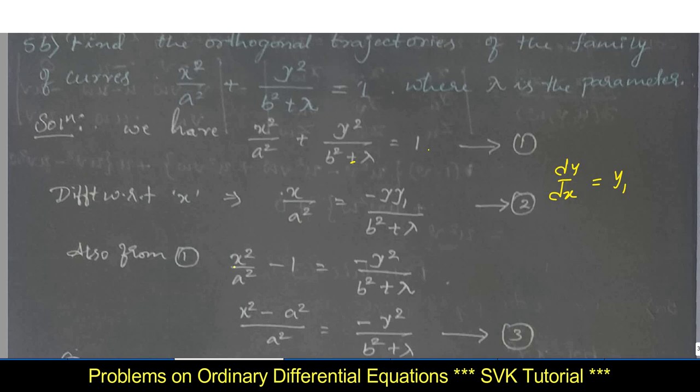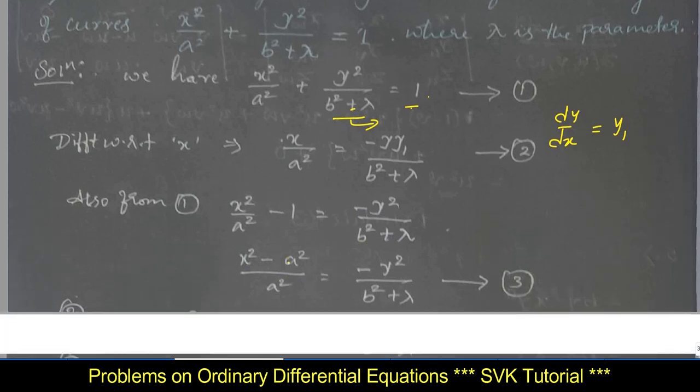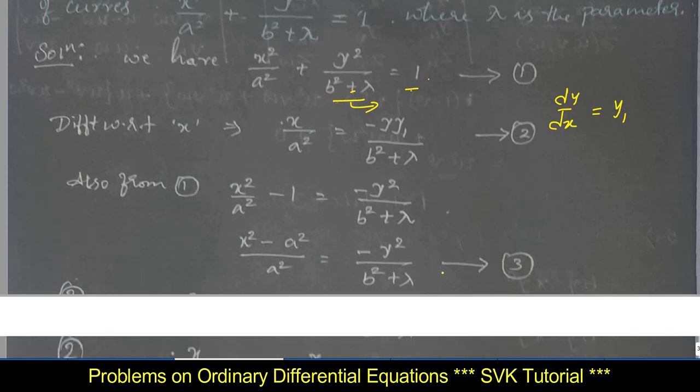From equation 1 we can write y square by b square plus lambda by shifting a term to the right hand side. I am shifting this term to the right hand side here. So you are left with x square by a square minus 1, which is equal to minus y square by b square plus lambda. Taking LCM on the left hand side, I am going to get x square minus a square by a square, which is equal to minus y square by b square plus lambda. Name that as equation 3.